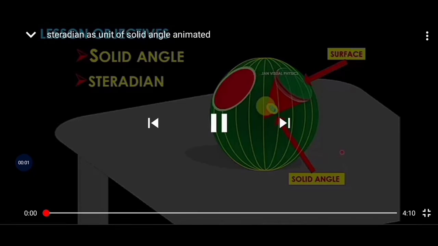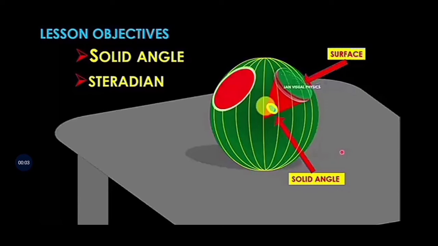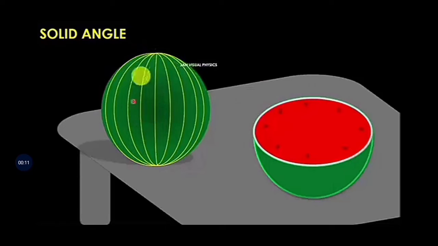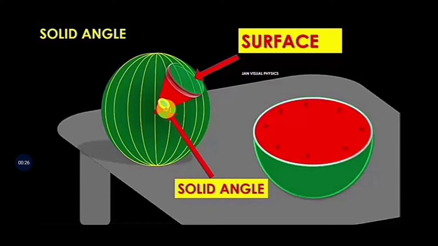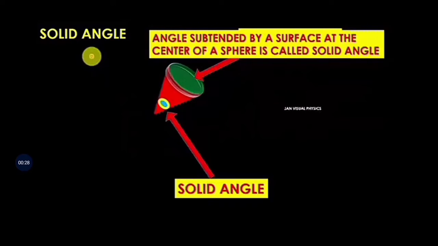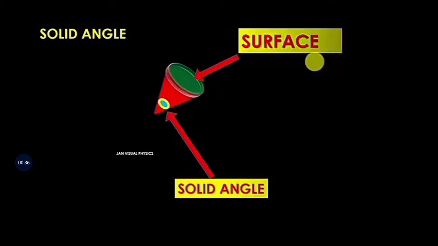In this video you will learn about solid angle and its unit steradian. First we define solid angle. We take a spherical object like a watermelon. Now we take a circular surface like this. The angle subtended by this surface at the center of the spherical object is called solid angle. So we can define solid angle as the angle subtended by a surface at the center of a sphere. Now we discuss examples of a solid angle.